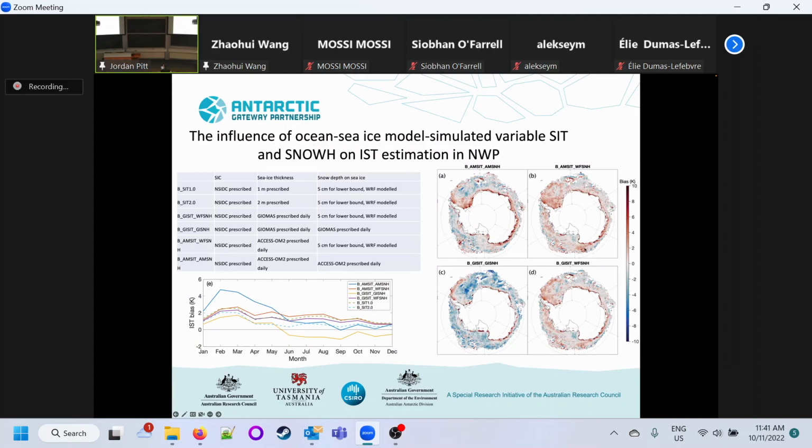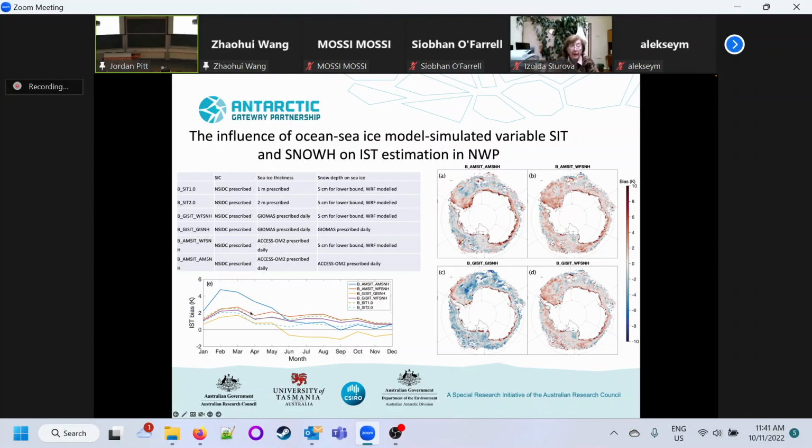So we can see when we only include the ice thickness from the ocean sea ice model simulation, the model in most regions shows a warm bias. But when we include the ACCESS-OM2 simulated snow depths into the model, the warm bias turns to a cold bias.